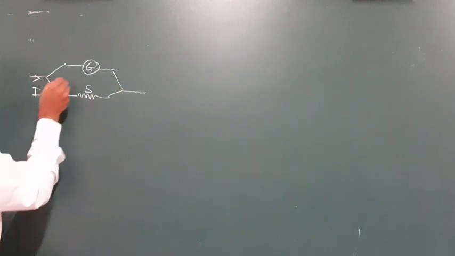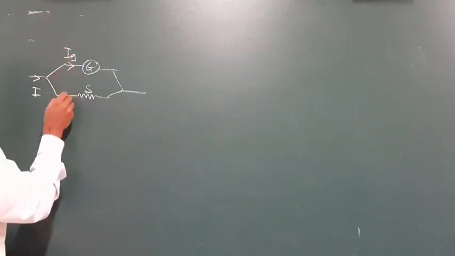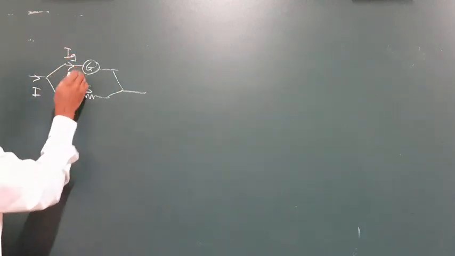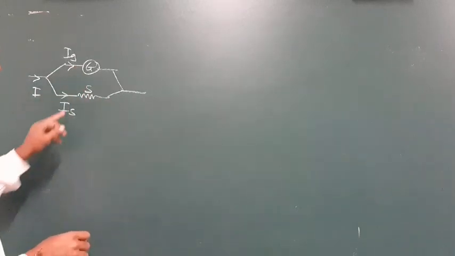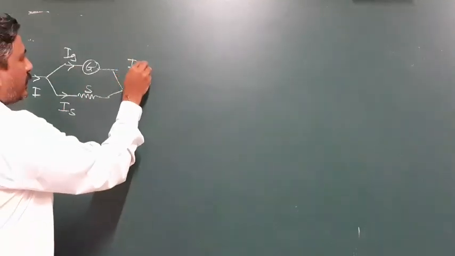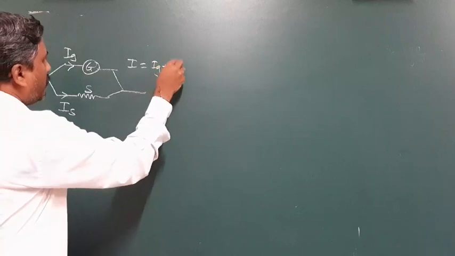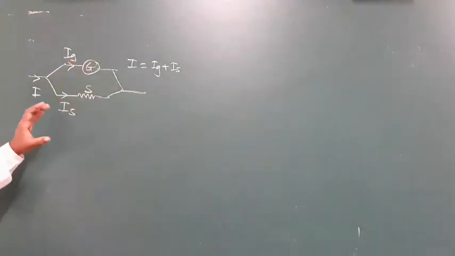Total current is I. A small amount of current Ig is going through the galvanometer. Is is the current passing through the shunt, and the total current is given by I equals Ig plus Is. That is the total current, I equals Ig plus Is. This is the theoretical part.